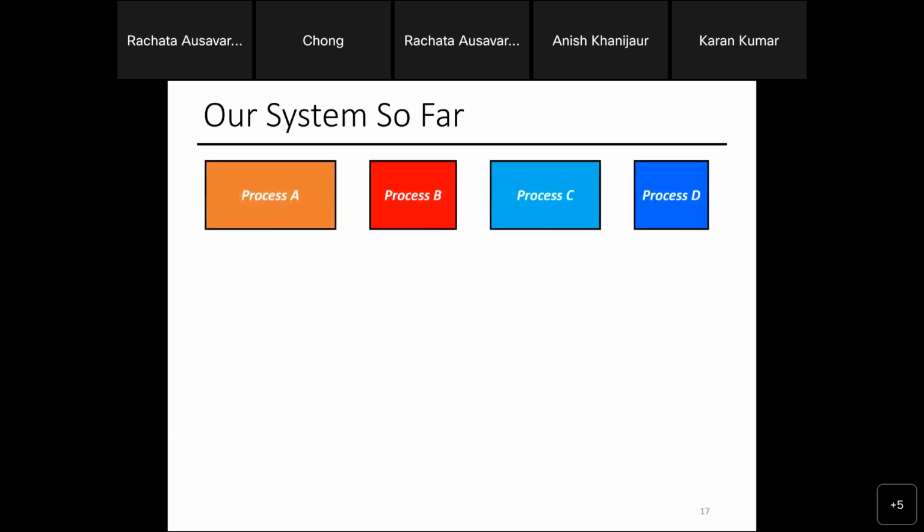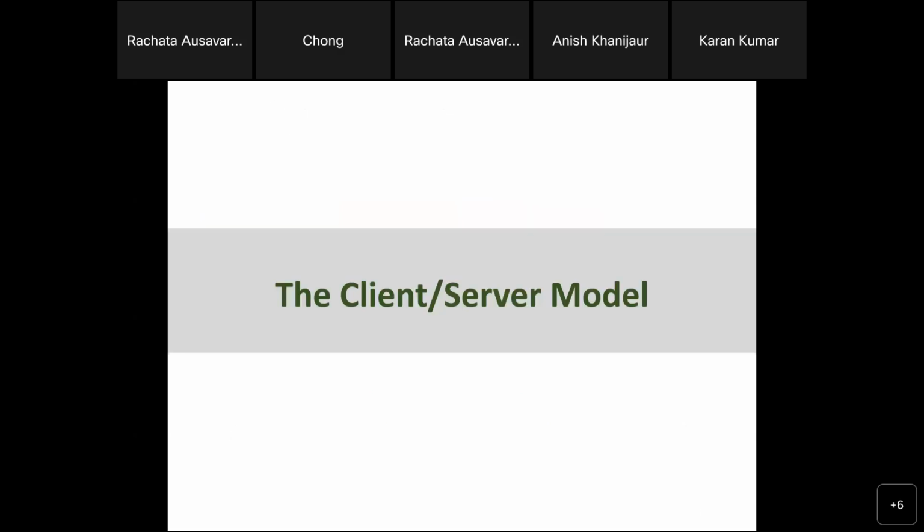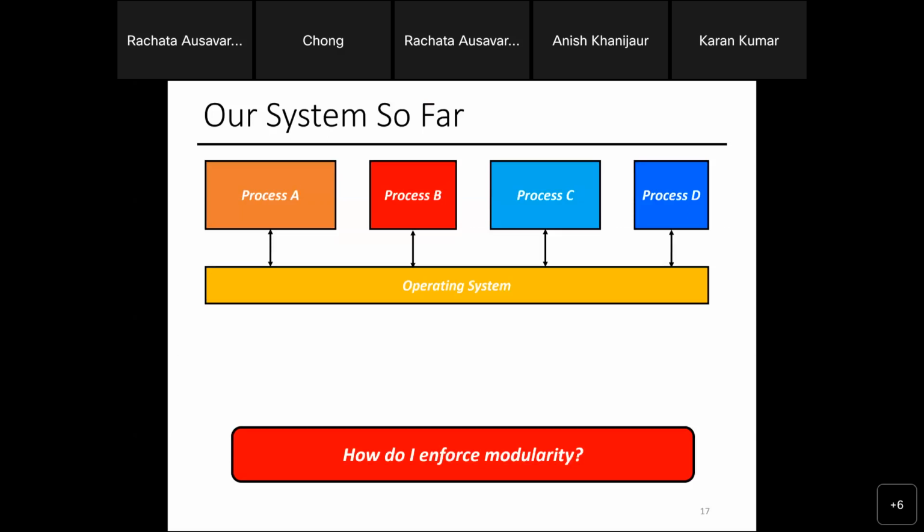All right, so here's our system so far, right? We have the OS, and we have a bunch of processes running: process A, B, C, and D. They're running. Hopefully everything works. Now, my question is, how can I enforce modularity? What do I mean, first of all, by modularity?